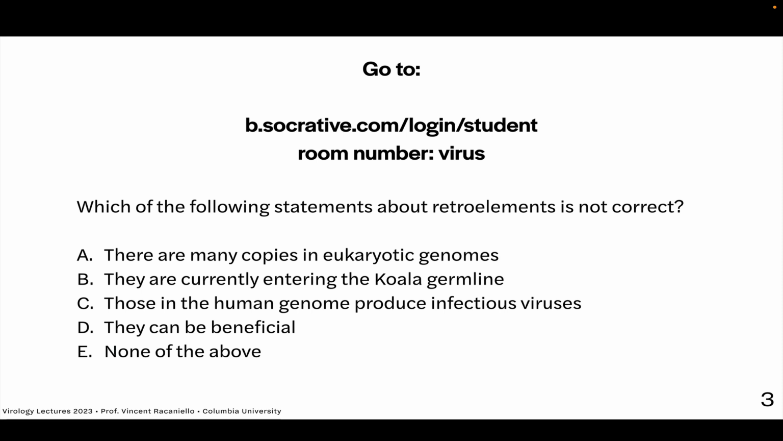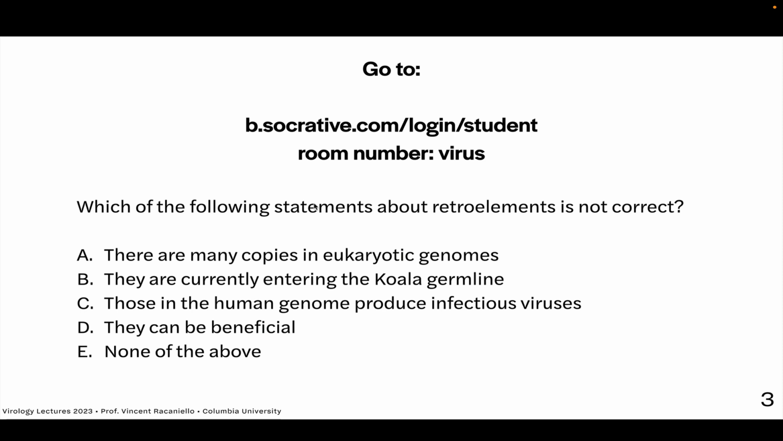Our next question is, which of the following statements about retroelements is not correct? A, there are many copies in eukaryotic genomes. B, they are currently entering the koala germline. C, those in the human genome produce infectious viruses. D, they can be beneficial. E, none of the above.